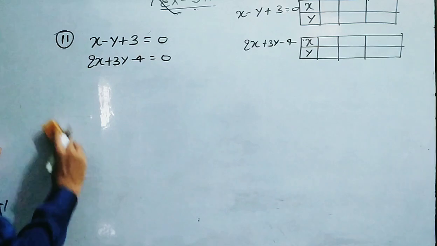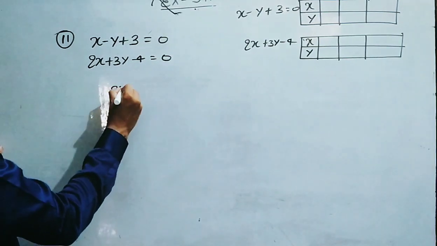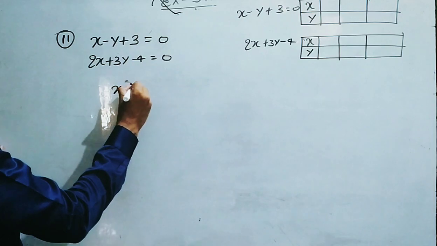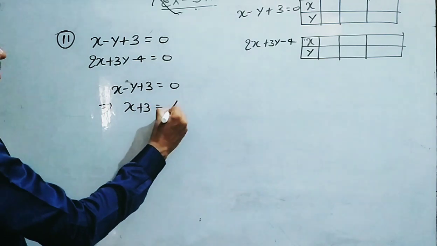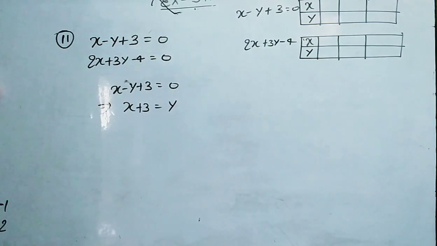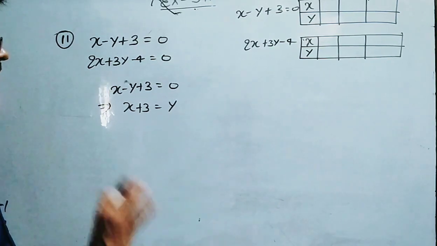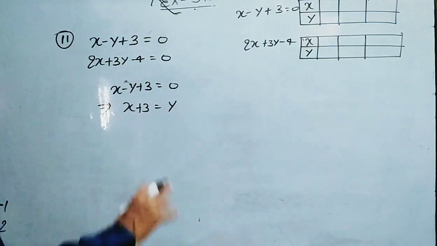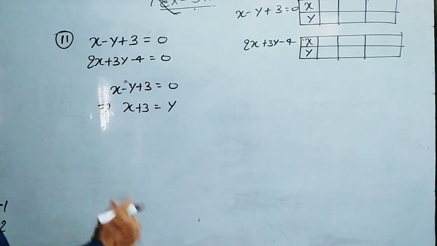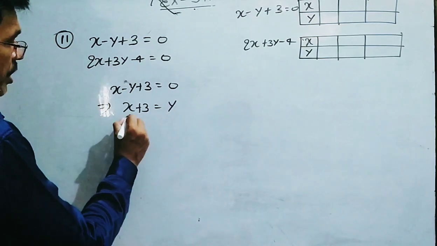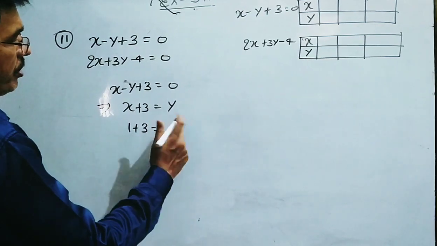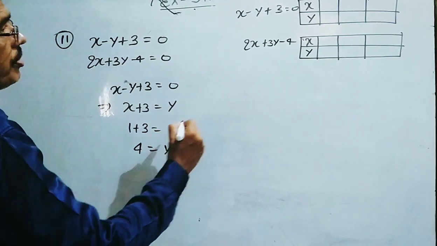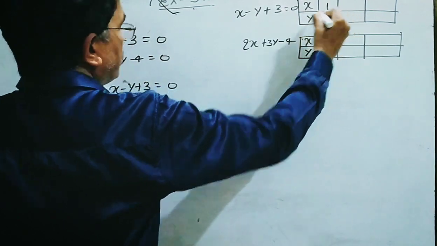Now you write here x minus y plus 3 is equal to 0, because your question is to find the value of x and y graphically. Then your first work is to write the equation in the form of y. So I write y is equal to x plus 3. Now put the value of x. Like if x is 1, then what is y? That is y is 4. So you write x is equal to 1, then y is equal to 4.